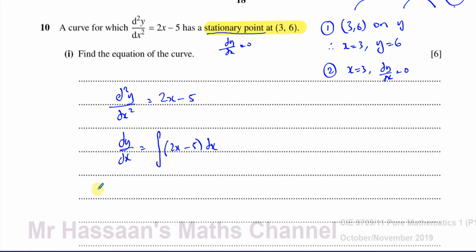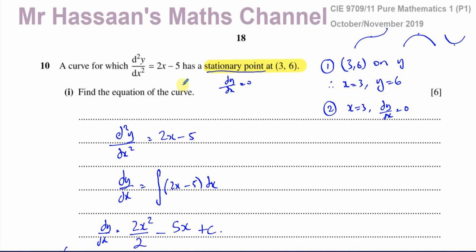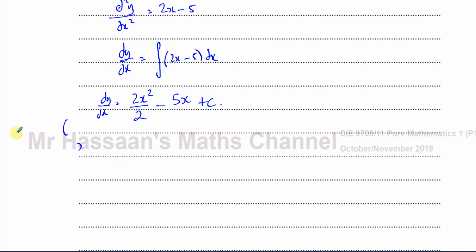So when I integrate this, I've got dy dx equals, I have to add 1 to the power, so it's 2x squared divided by the new power, divided by 2. Minus a constant just gains an x, so it's going to be minus 5x. You must put plus c at the end. And then, as we mentioned, the point (3, 6) is a stationary point, which means it is a point on the curve.